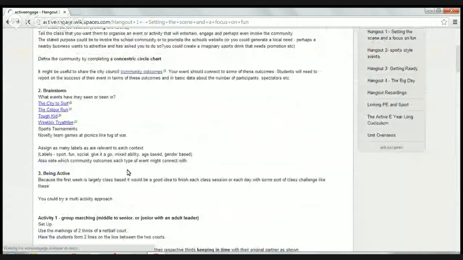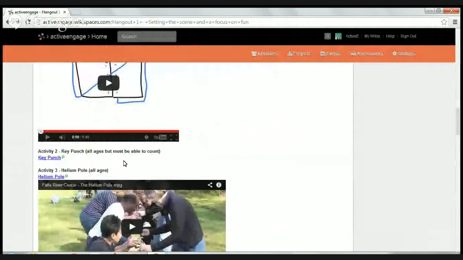I'll double check that. But Key Punch works like this. You end up with, say, a group of 15 or 30, or to split your class in half, or whatever you want to do, and they're standing around some numbers that have been placed on the ground.